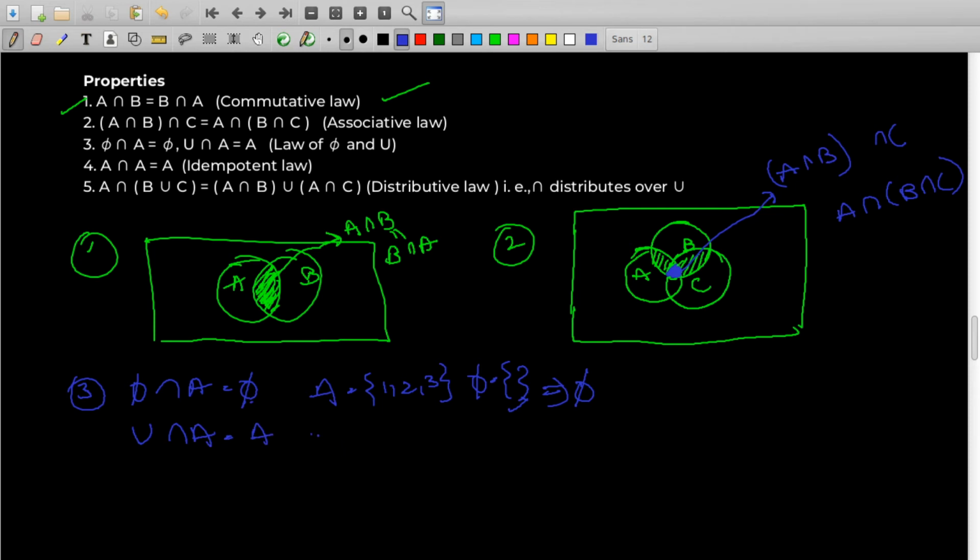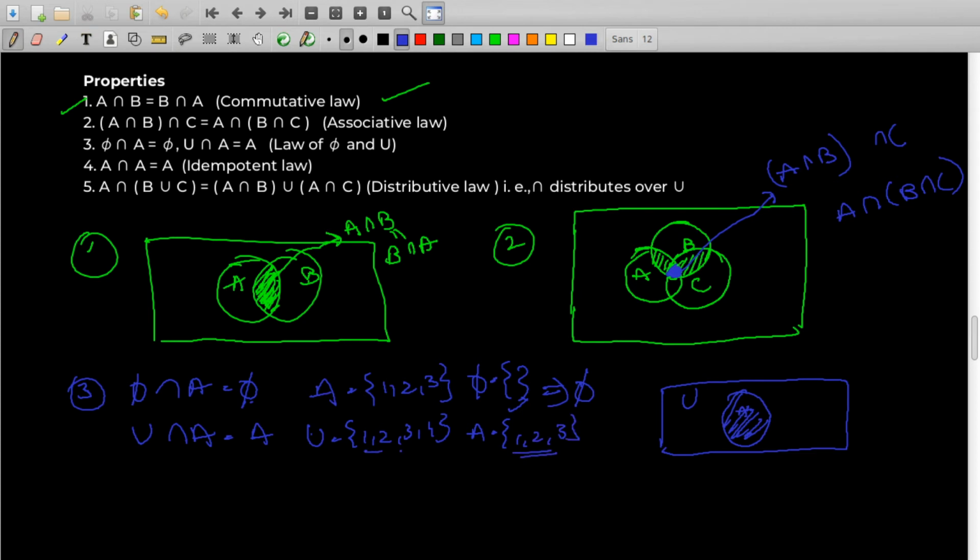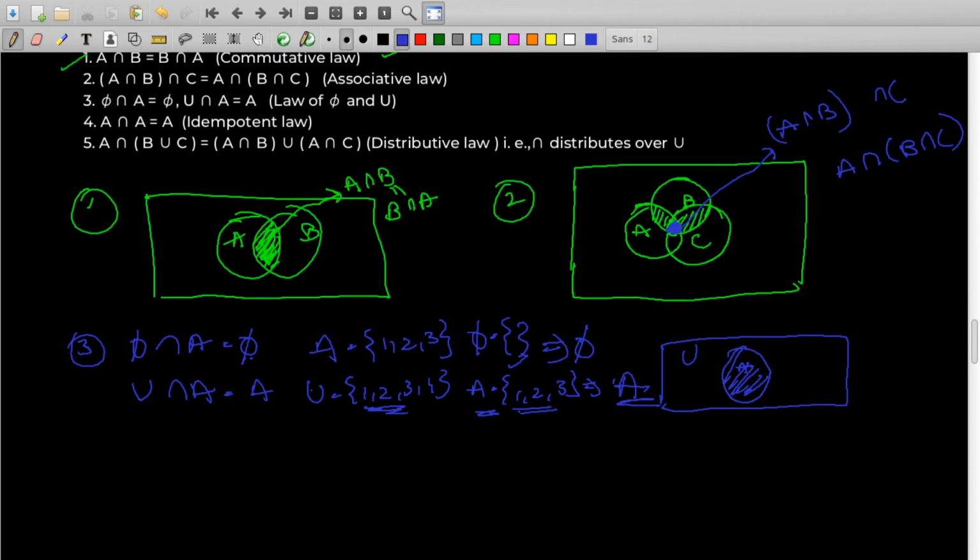Now we know that if we take a Venn diagram, this is the universal set and this is A. It's inside the universal set. So the intersection will obviously be A, right? If you want an example as well, if U is 1, 2, 3, 4 and A is 1, 2, 3, then 1, 2, 3 and 1, 2, 3 are common. So A is common in U, right? So the intersection will obviously be A. I hope you're understanding that. As mentioned, if you don't understand, just comment down below.